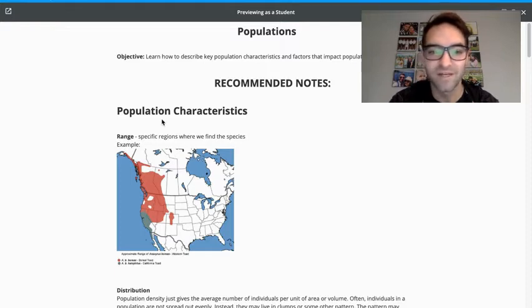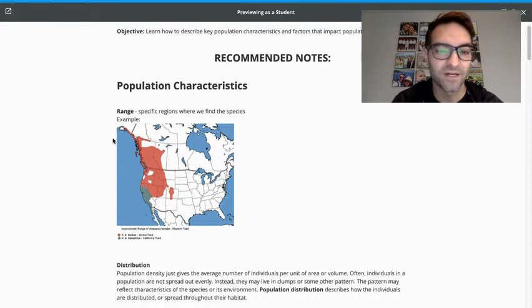and talk about them. And so here we are with the first one, which is range. So when you're looking at a species and the population, one of the first questions that you want to be aware of is what is the range of that species, and really, hopefully it's not too complicated, but it's the specific region where we find that population, that species.